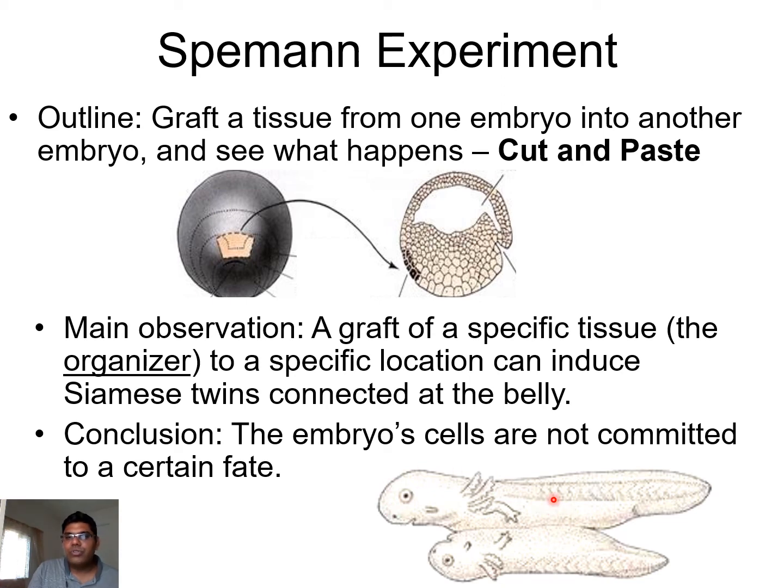And the conclusion of this is that embryo cells are not committed to a certain fate. In the previous class, we studied Roux's model of mosaic development, wherein half of the frog embryos were killed during the four-cell stage, so only half of the embryo was alive and half a frog was formed. But this experiment shows that it is not true. Even a part of the embryo can give rise to a complete organism here.